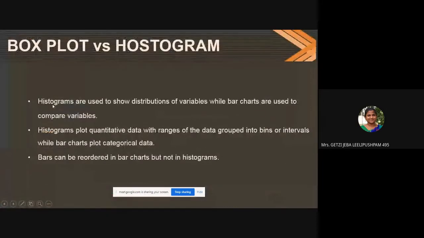Number one, histograms are used to show the distribution, while bar plots are used to compare the variables. Number two, histogram is meant for quantitative data and bar chart is meant for categorical data. Then bars can be reordered, but the histogram cannot be. So this is about the bar plot and the histogram.